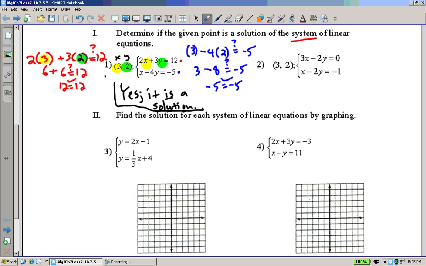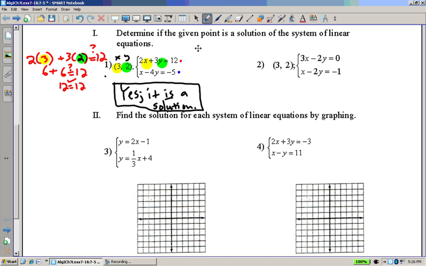Okay, let's continue. Number 2, same kind of a deal. We're going to try the red and the blue. I'm going to color code them so it's easier to work with. Okay, let's try the red now.